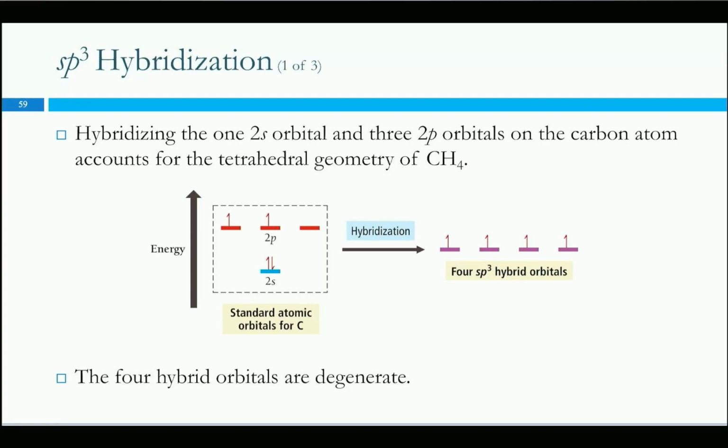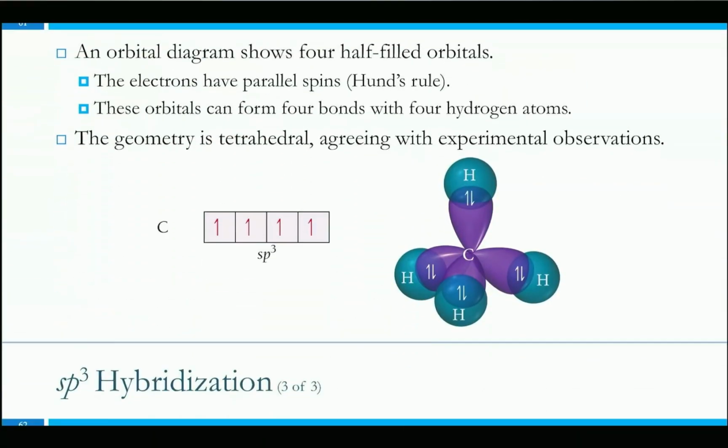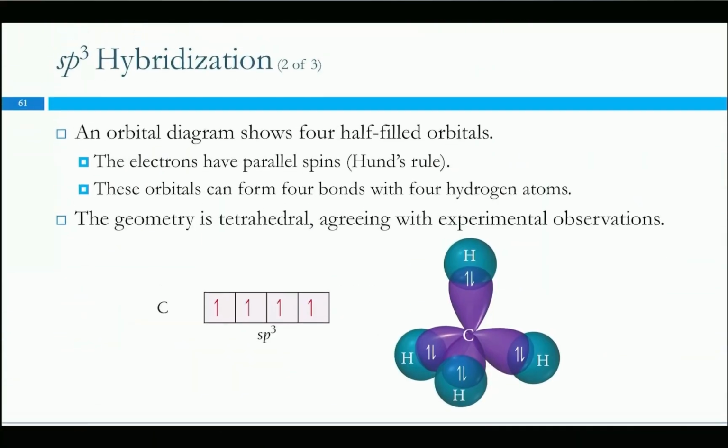So now if we bring hydrogen in to bond with this, we've got our half-filled orbitals. Each of these half-filled orbitals can bond with a hydrogen, and that's how we get the four hydrogens. And the geometry of these sp3 orbitals is tetrahedral. That's something that, again, just comes out of the math.